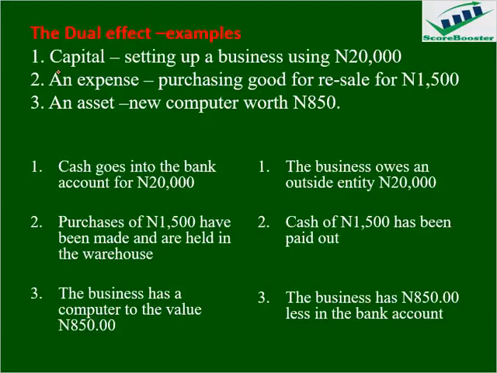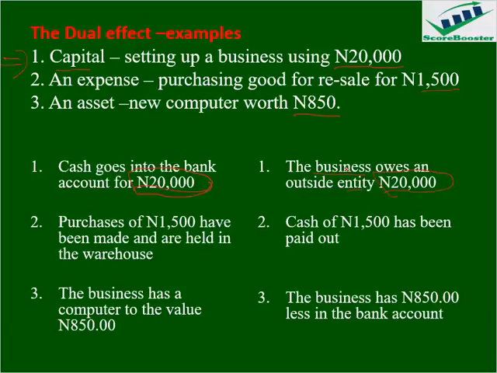We have three examples here. Capital: setting up a business using 20,000. Then purchase of goods for sale, 1,005, and an asset, a new computer worth 850. Now these three items took place, assuming somebody starts a business with this capital. Look at the effect. One, the money will be paid into the bank account. The bank will open its own account in its own name, and the business owes an outside entity, that is the owner of the business, 20,000. So this is what we call a dual effect.